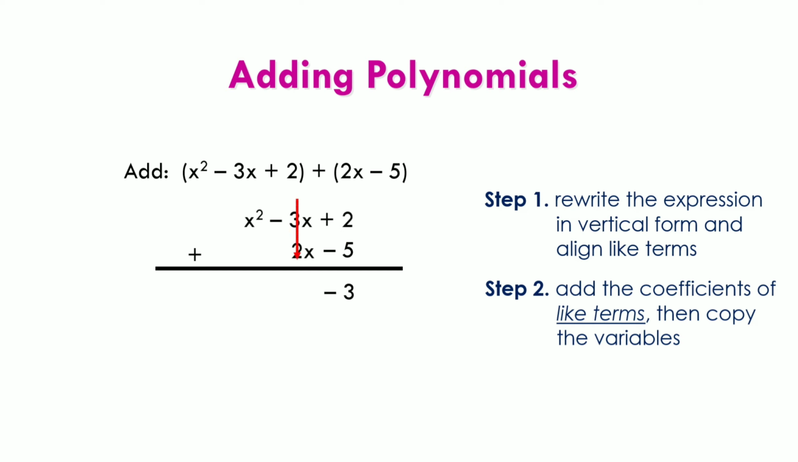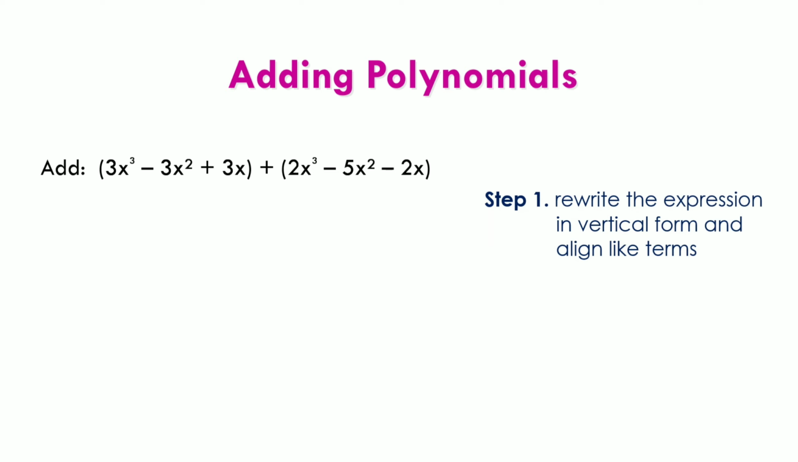Now, the next step is to add the coefficients of each like term and copy their variable. Let's start here. 2 plus negative 5 would be negative 3, so we write negative 3. Here we have negative 3x plus 2x. Again, we add the coefficients, so that's negative 3 plus 2. The answer would be negative 1. Then copy their variable, which is x, or you simply write negative x. Since x squared has no like terms, we simply bring it down. So in adding the two polynomials, the result would be x squared minus x minus 3.